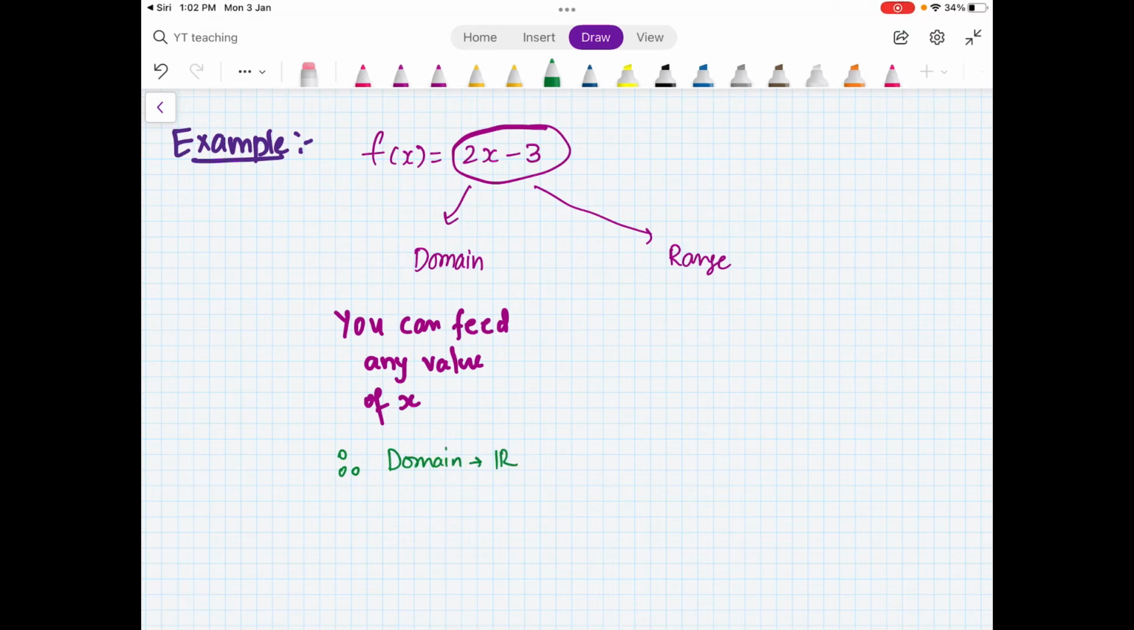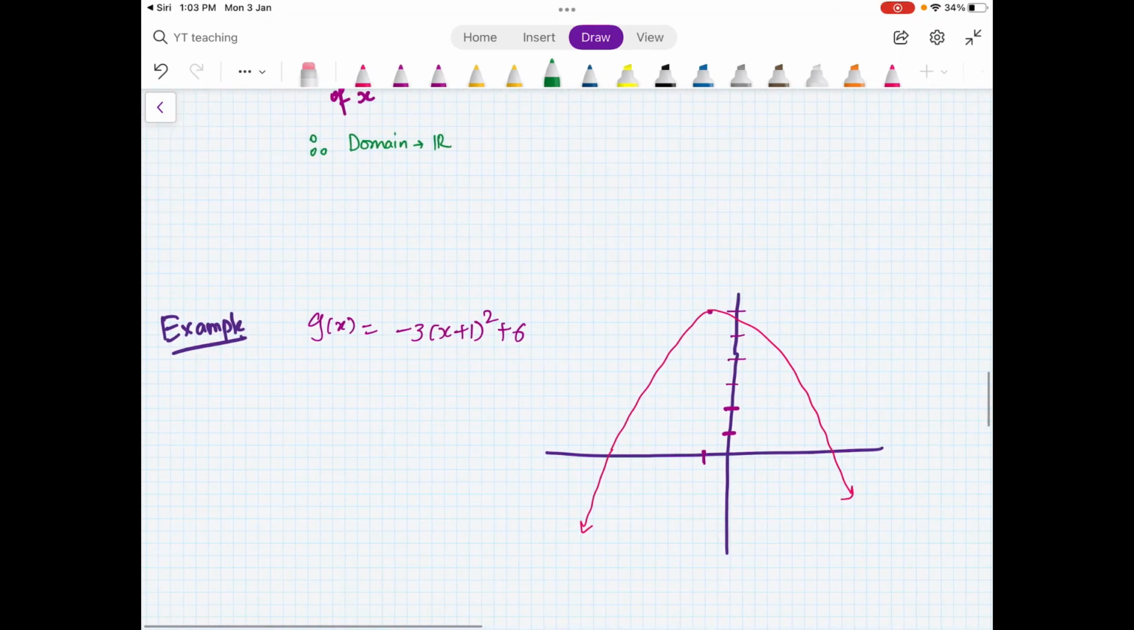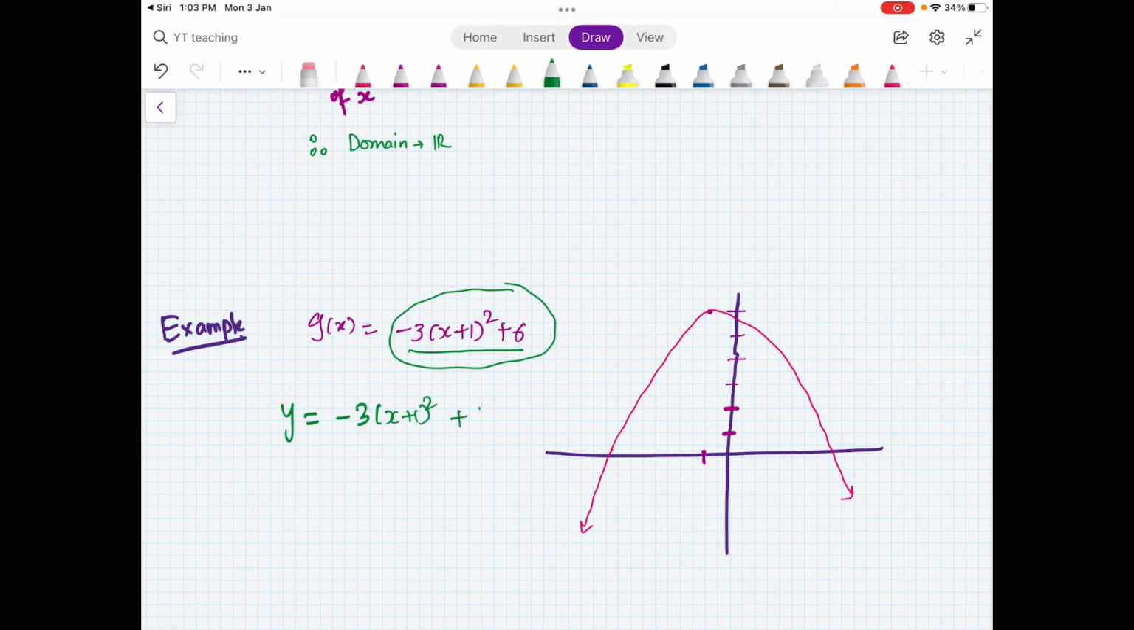And what is the range? When you feed any value, you will get all the possible outputs. So range is also the set of all real numbers here. Okay, now I have this one. So you have to tell me what is the domain and range. It's better that this is a quadratic function, right? And we know y is equal to minus 3 times (x plus 1) squared plus 6. What is this? This is a parabola, right? y minus 6 is equal to minus 3 times (x plus 1) squared.